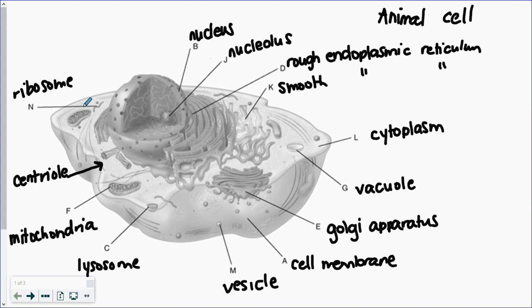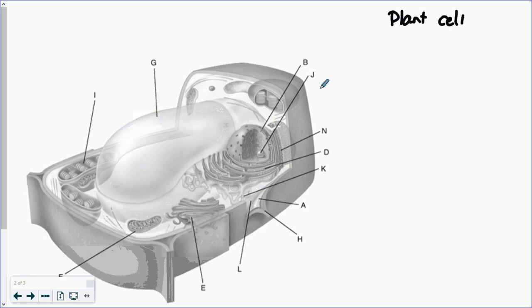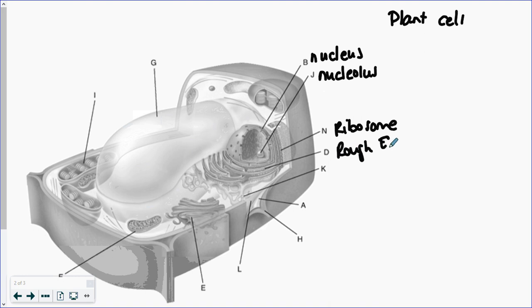On the next page is the plant cell. The lettering is the same for anything that is the same. So B, just like it was on the last page, is the nucleus. J, nucleolus. N is a ribosome. D is the rough endoplasmic reticulum. K is the smooth. A is the cell membrane.